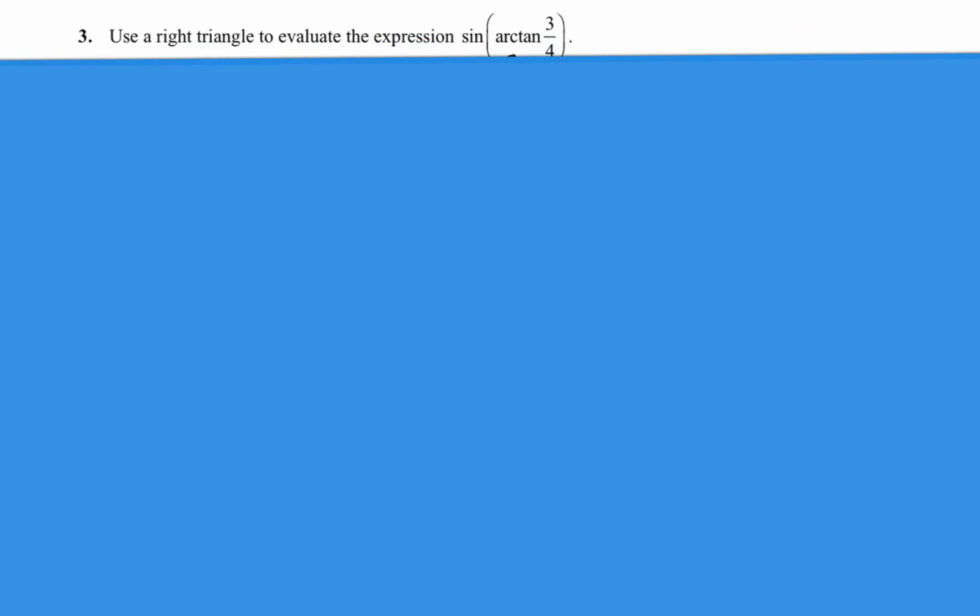Sine of arctangent of 3/4, and use a triangle. Okay. Sine of arctangent of 3/4, this will be an unknown number. Let's call this number zeta.